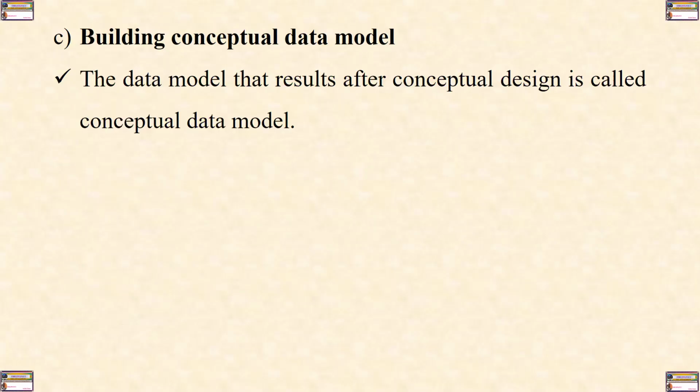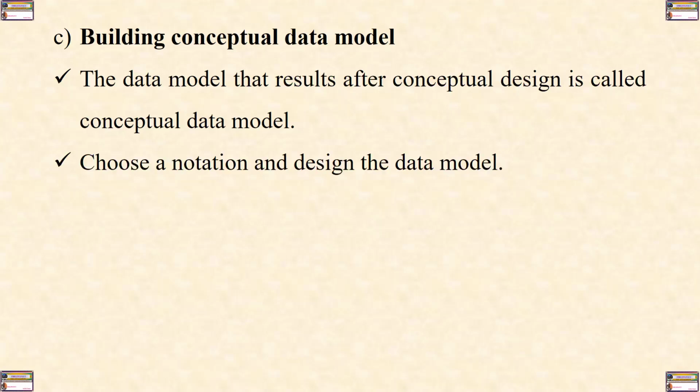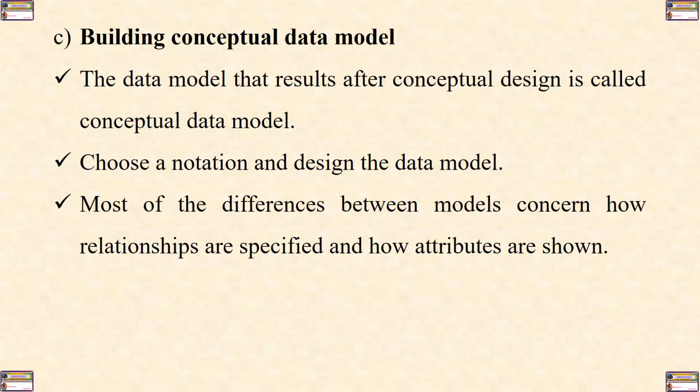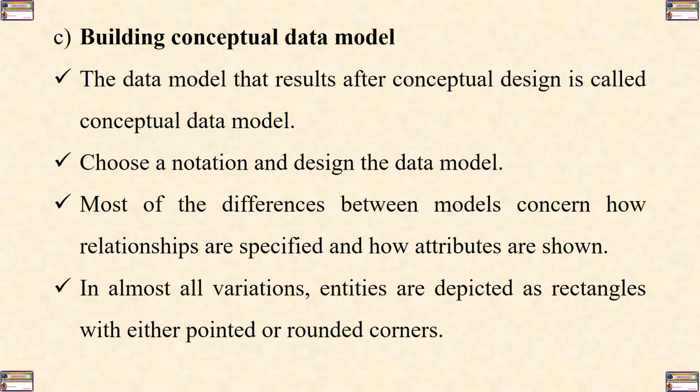That's number 3. The data model that results after conceptual design is called the conceptual data model. Here, you choose a notation and design the data model. Most of the differences between models here concern how relationships are specified and how attributes are shown.